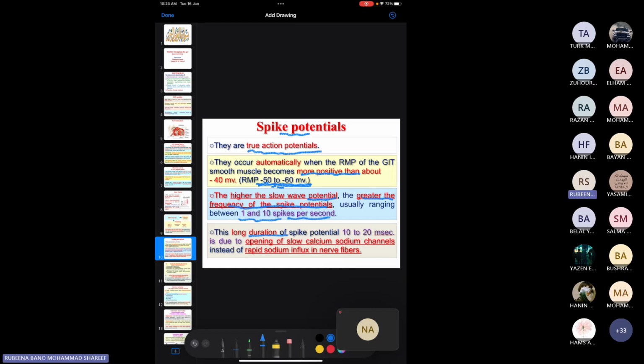The long duration of the spike potential is due to, again this is important for MCQs, the opening of slow calcium sodium channels, and it is not a rapid influx of sodium as in nerve fibers. It is different. Here the spike potential is due to the opening of slow calcium sodium channels.